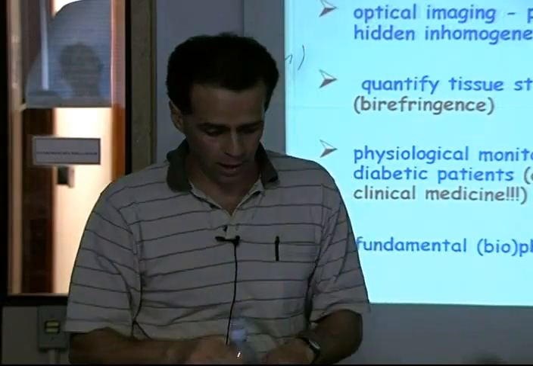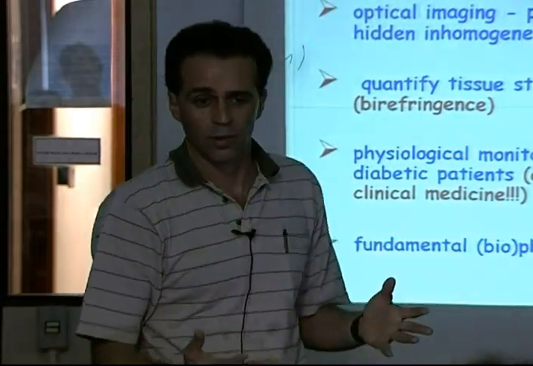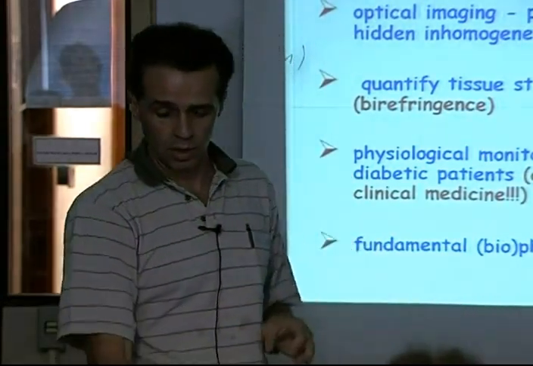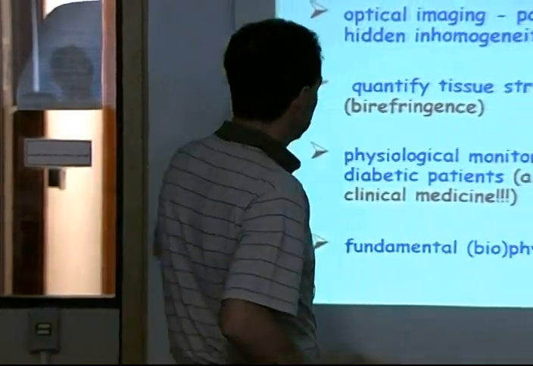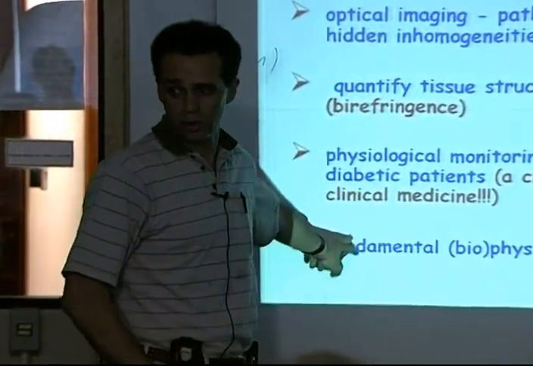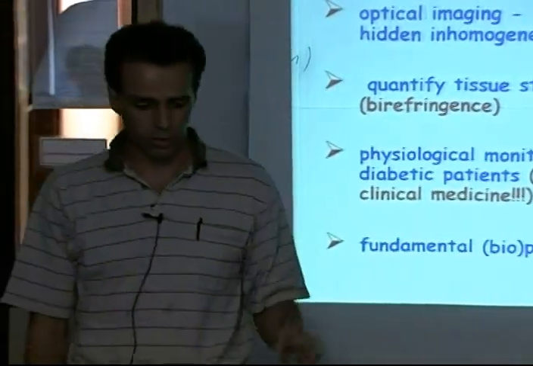So that's kind of one of the rationales, if you want, for trying to use polarized light in tissue for glucose monitoring. There's also some very interesting physics in this, and fundamental biophysics of disordered media, or random media, or turbulent media.